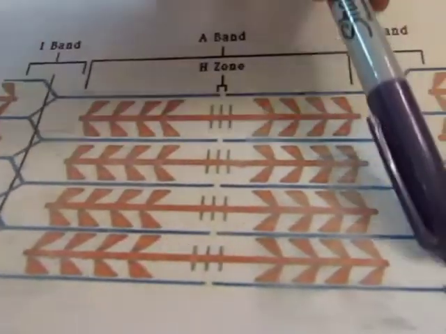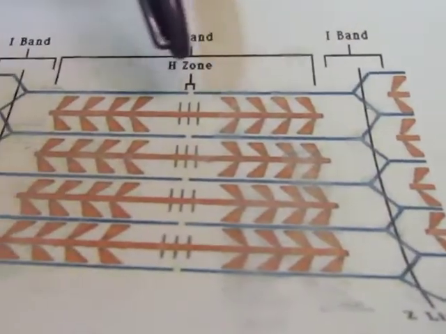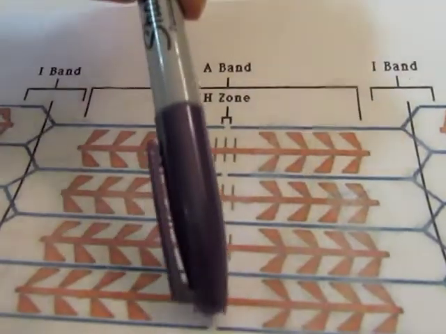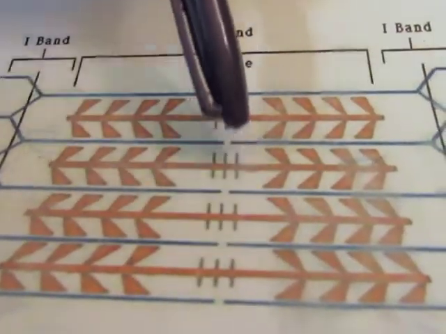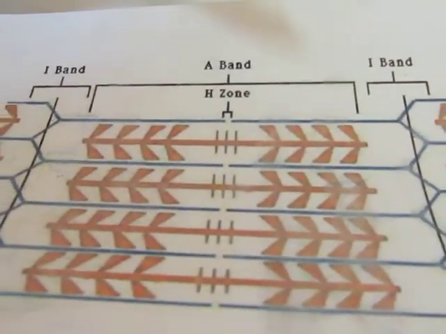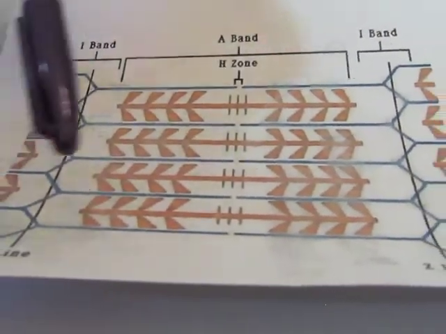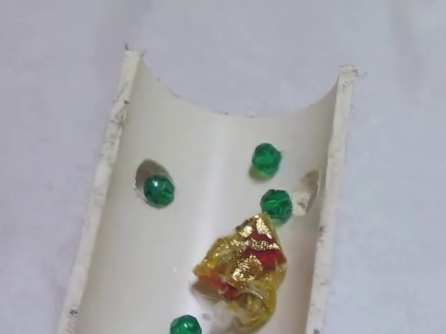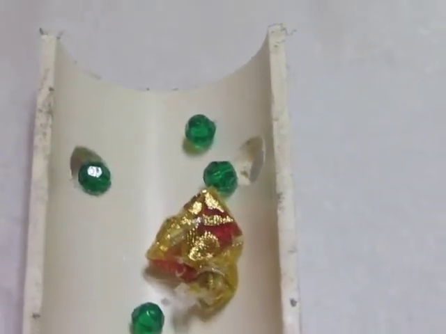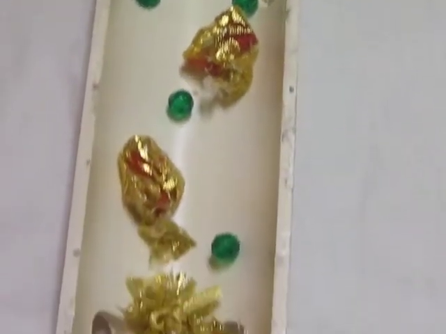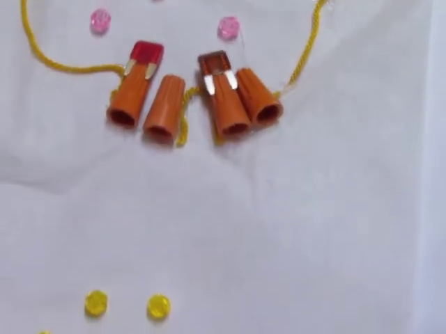And the H-band is located only in the area that contains the A-band, or the thick filaments, and has no thin filaments. This makes up the basic fundamentals of every muscle cell. So now that we have seen the basic structure of a muscle cell, let's look and see what happens during an action potential, in which the muscle is contracted.